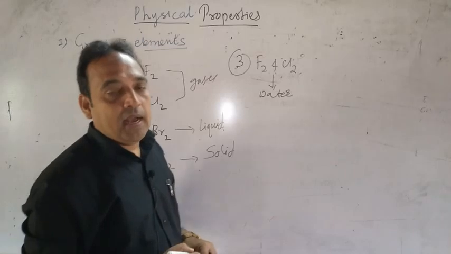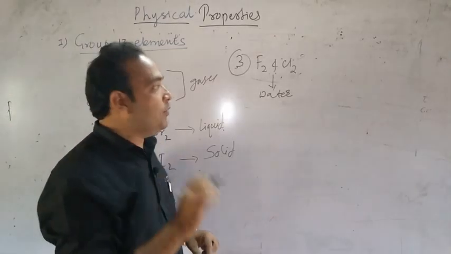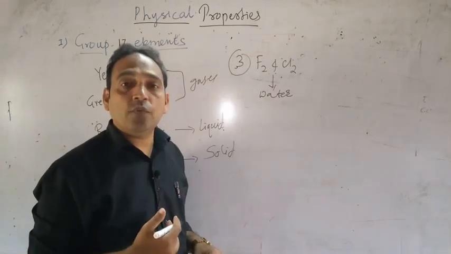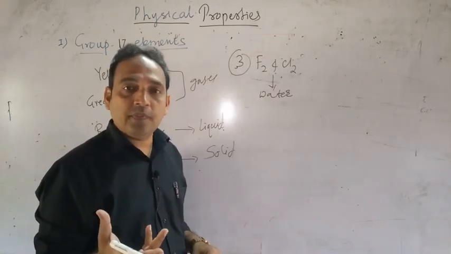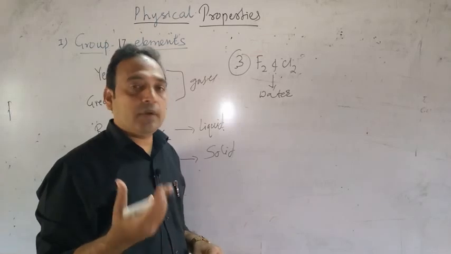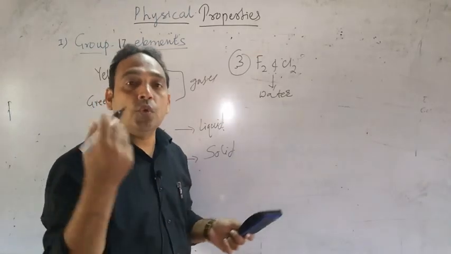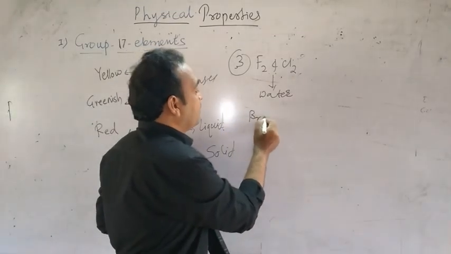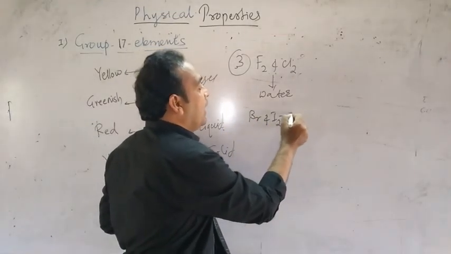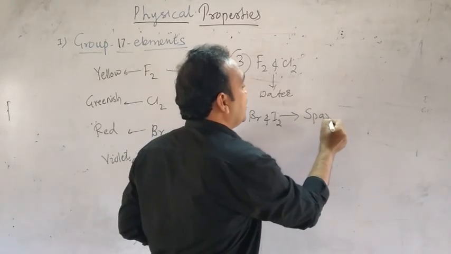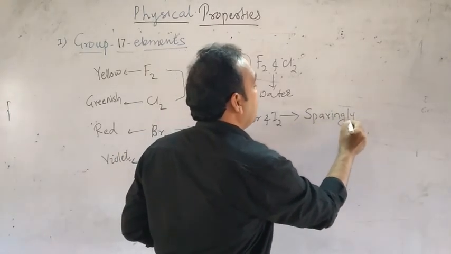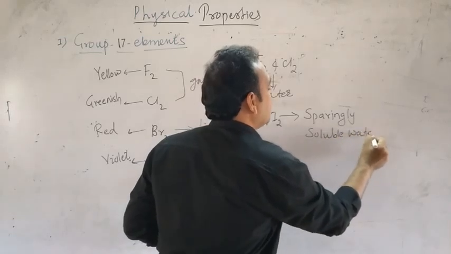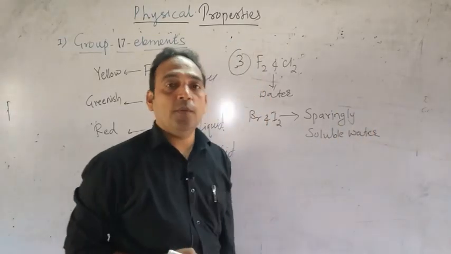Fluorine and chlorine react with water, meaning it is soluble in water. Just like chlorine water, which you use for purification of drinking water. To make the water potable, chlorine is used, so it is soluble in water. But bromine and iodine are partially, or we can say sparingly, soluble in water. They are not completely soluble, they are partially or sparingly soluble in water.